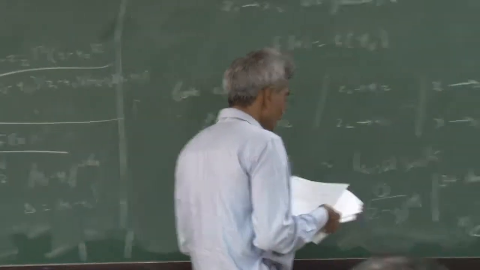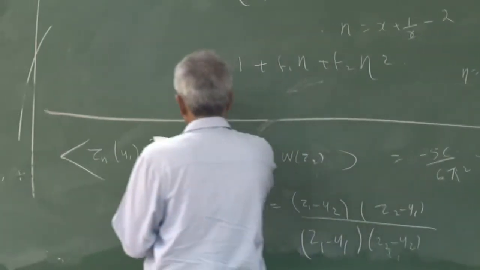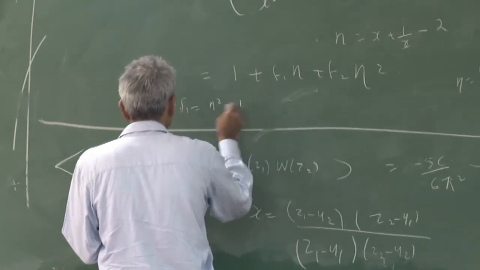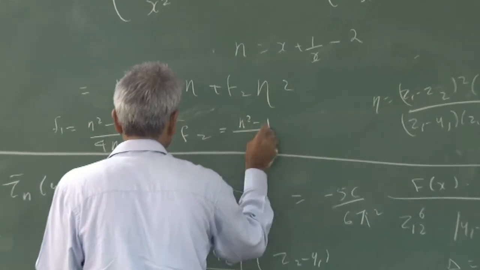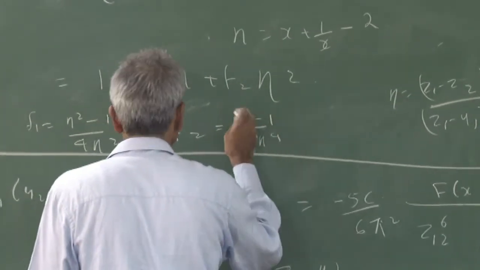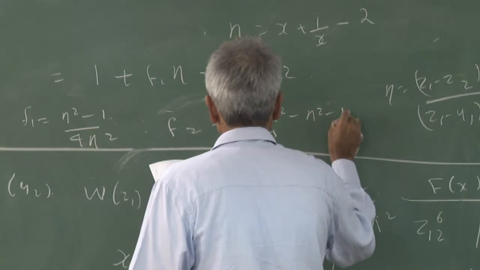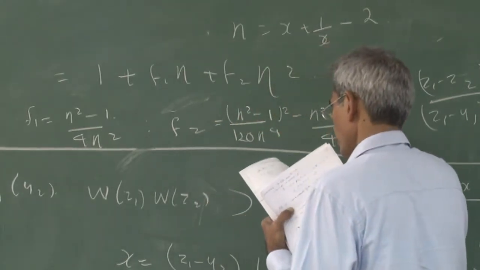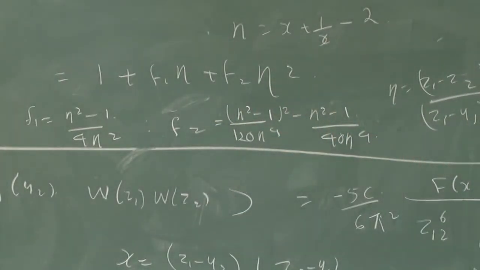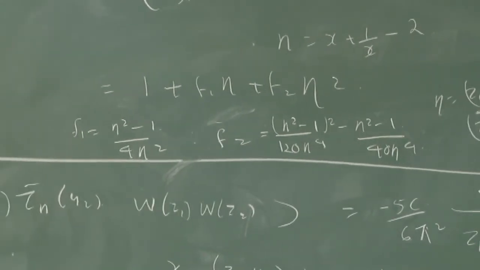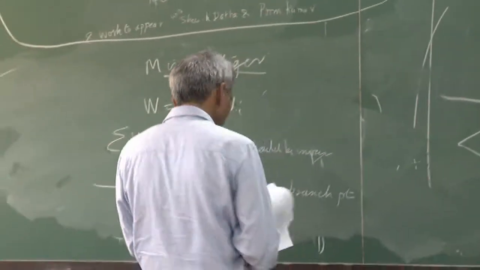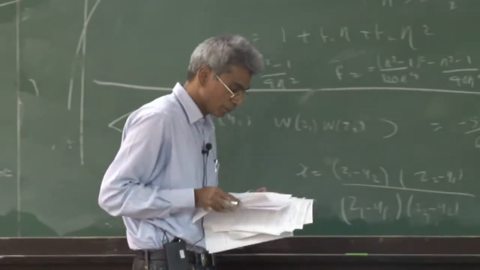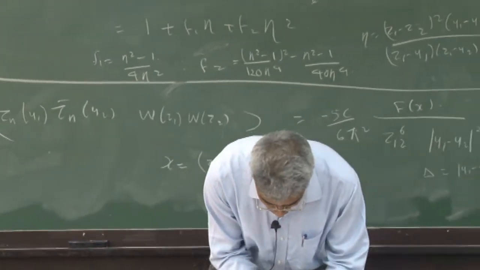And let me just give you the answers for f1 and f2. I mean, just to say that we have done all this. N to the power 4. So, there is an answer for that. We have done this, and let me indicate the cross checks for this correlator before we go ahead and just conclude.